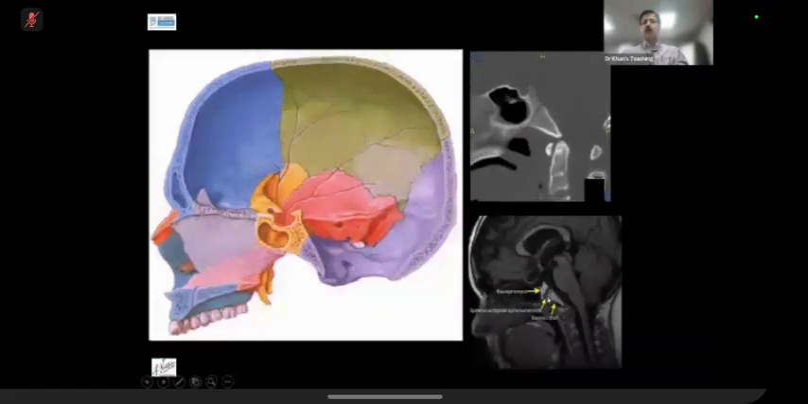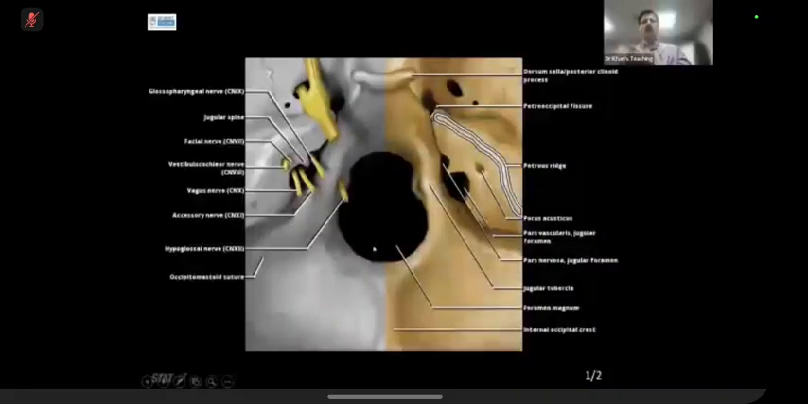And on an MR, don't get confused. So this is the basisphenoid. This is the basi-occiput, which is part of the occipital bone, and this is known as the spheno-occipital synchondrosis. And in an adult, it will become just one bone. Now, look at these nerves, and these nerves are a repetition.